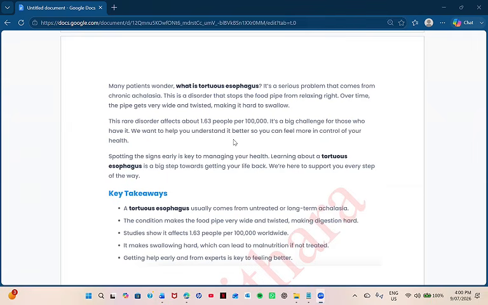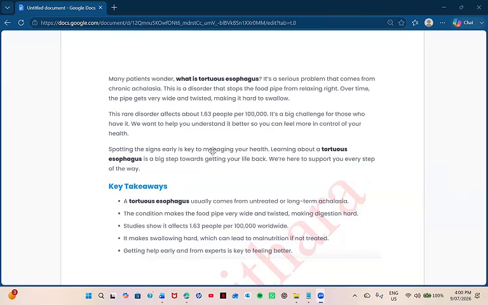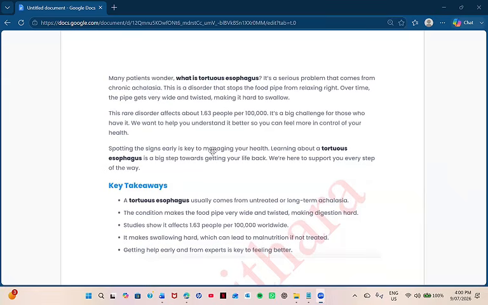Okay. No, that is different, doctor. So, tortuous esophagus, this is a new topic. It's a serious problem that comes from chronic achalasia. It's a disorder that stops the food pipe from relaxing, right? Over time, the pipe gets very wide and twisted, making it hard to swallow. It's a rare disorder, affecting about 1.63 people per 100,000.